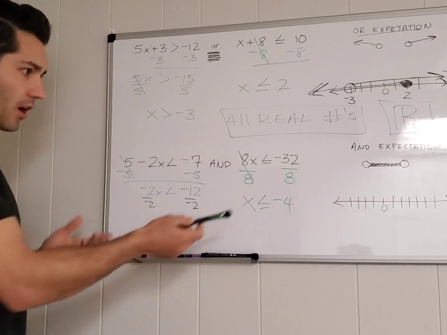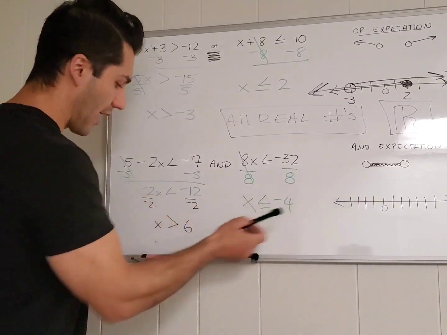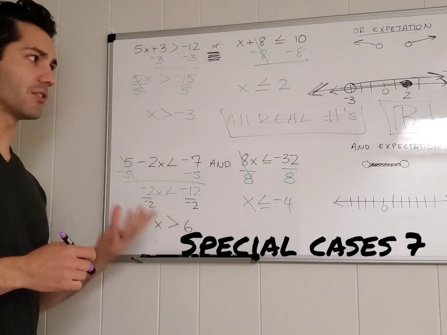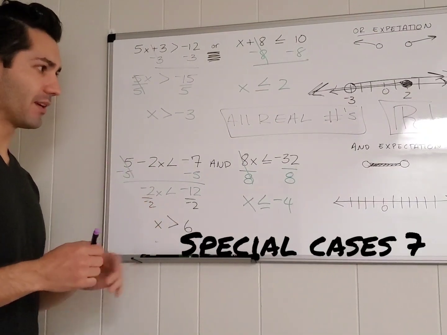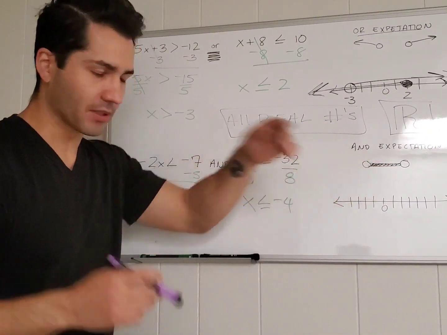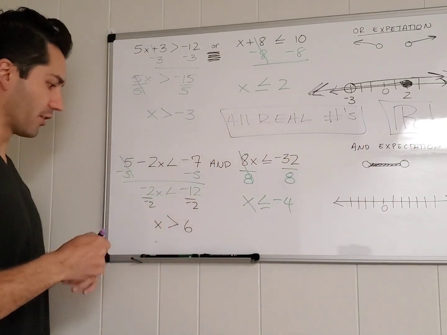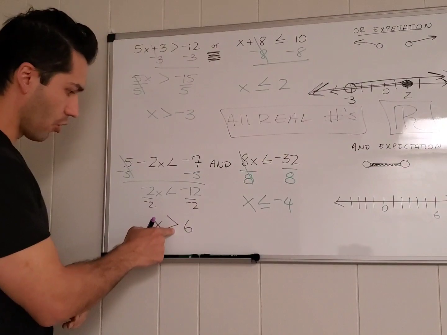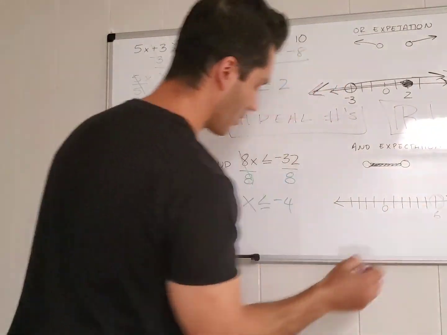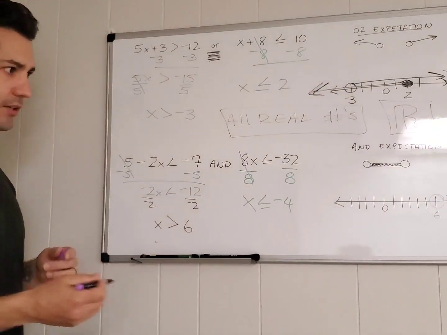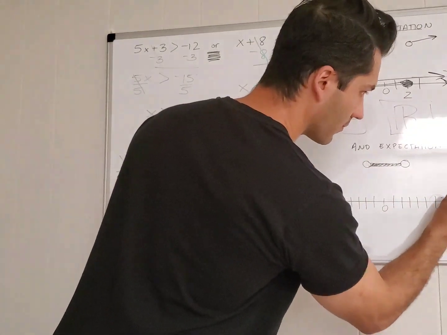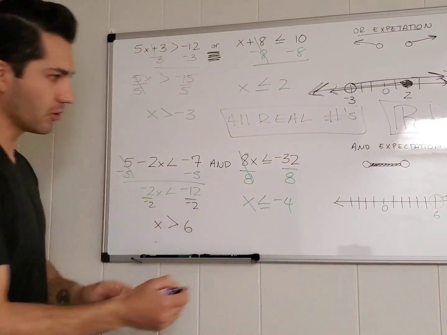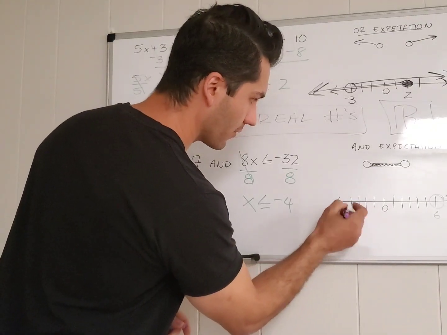Here's my graph. Here's my answer. I'm ready to graph. And when I graph, like I said, this is a special case. Something weird is going to happen. My expectation is an and statement. They're going towards each other. X is greater than 6. Here's 6. Open circle. X is greater than. It's bigger, so I go to the right. At negative 4, closed circle. 1, 2, 3, 4. Closed circle.